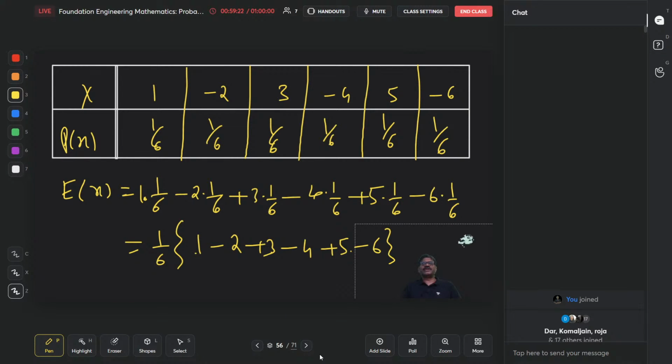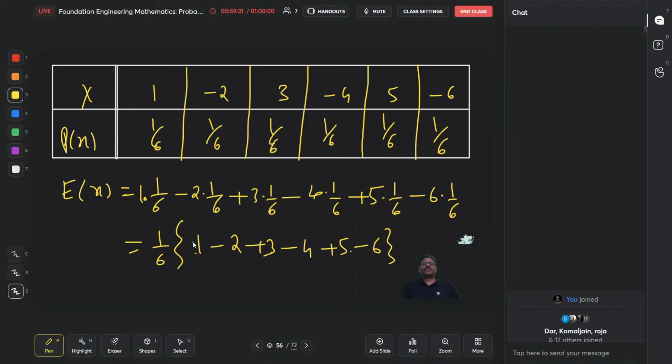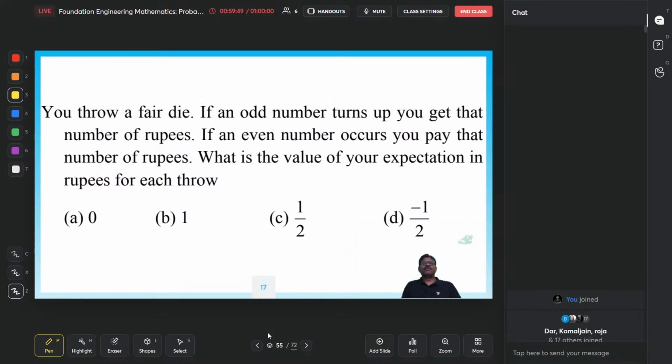1 plus 3 plus 5 is 9. Minus 2 minus 4 minus 6 is minus 12. Finally, minus 3 by 6, which is minus 1 by 2. So the loss is 1 by 2 in this game. Understood? Loss is minus 1 by 2. I hope you understand. Thank you.